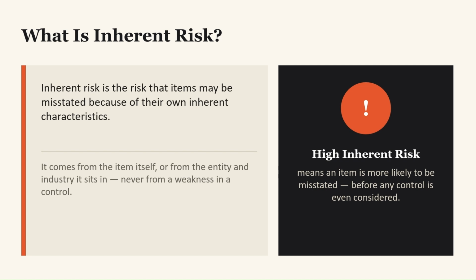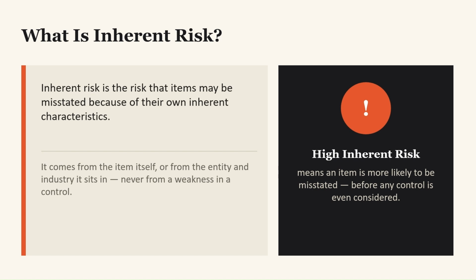Inherent risk is the risk that items may be misstated because of their own inherent characteristics. Now, notice what's missing from that definition. There's no mention of controls at all. Inherent risk comes from the item itself or from the entity and industry it sits in. It never comes from a weakness in control. This is a really common point of confusion, so make sure that distinction is clear in your mind.